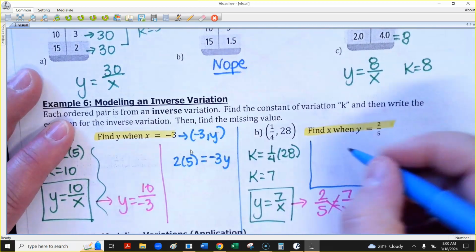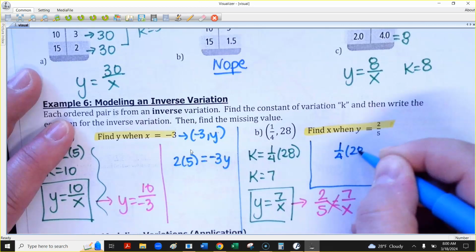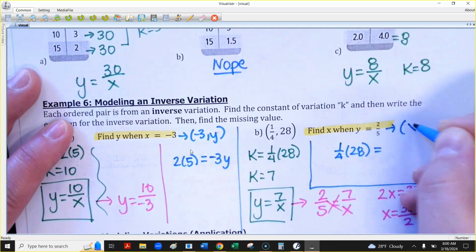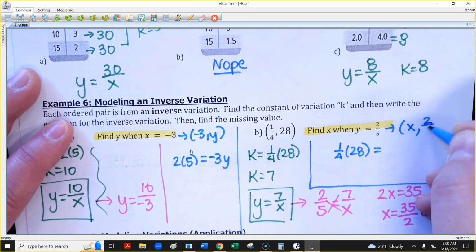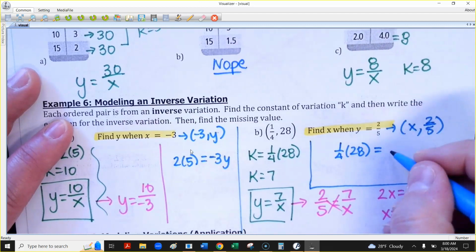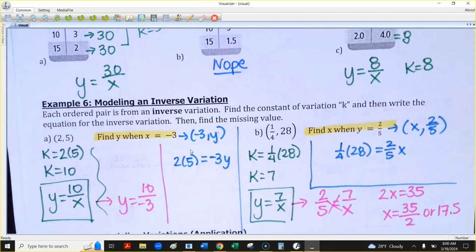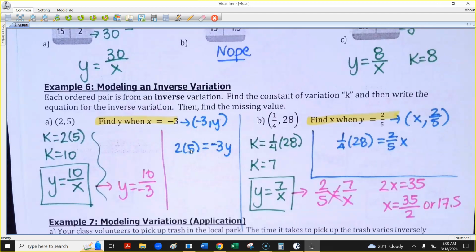Now, the other option on that one, again, if you have a full set of coordinates, so like the 1/4 times 28, which is your k value, has to be equal to, what I have here, I don't have an x coordinate, but I do have a y coordinate. So this would have to be equal to whatever 2/5 times x is. You could solve it that way as well, whatever is faster for you. You don't have to fully write the equation. That can be another option. Does anybody have a question?